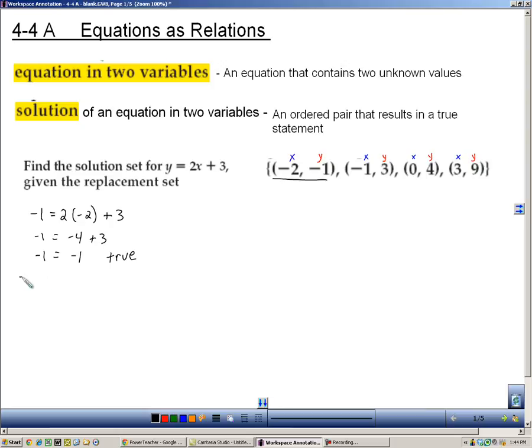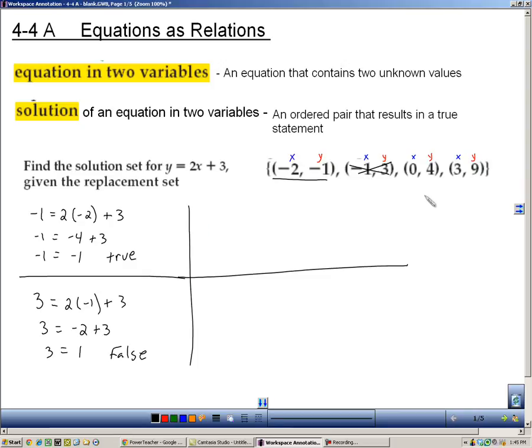Now, we can't just stop there, because when you're talking about equations with two variables, you have to try every single ordered pair to see if they work. So I'll plug 3 in for the y, plug -1 in for the x, and 2 times -1 is -2, and -2 plus 3 is +1. +1 does not equal 3, so that is false. So we can say that that ordered pair will not work. Cross it off the list. And we have two more to try.